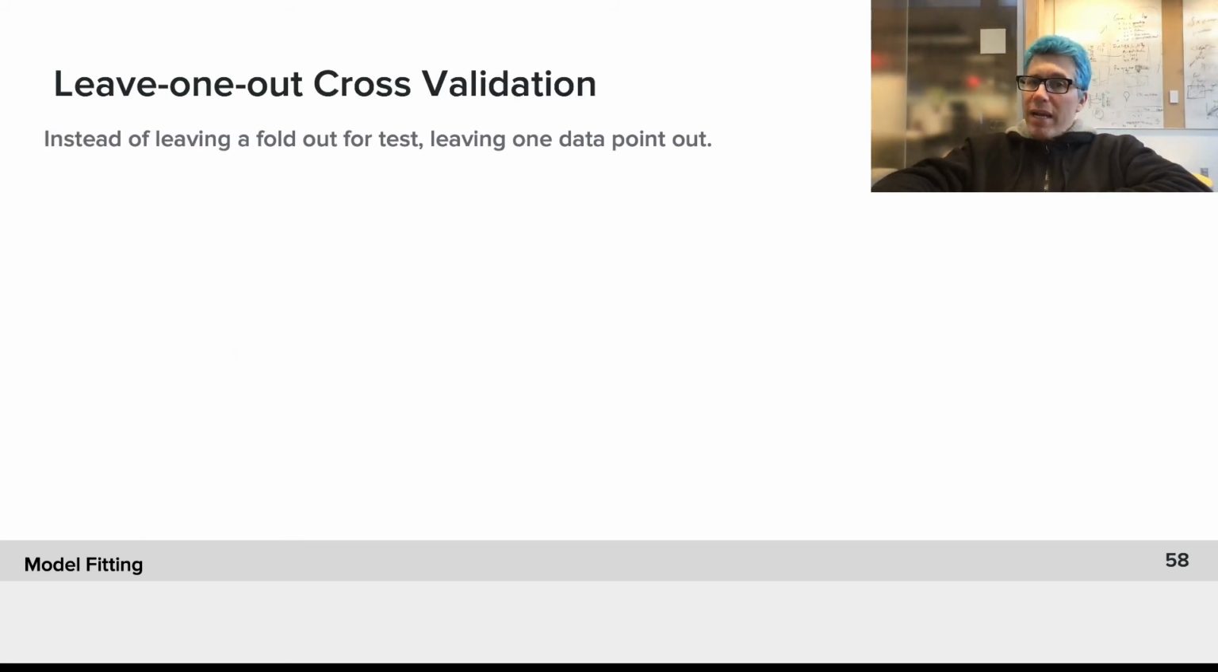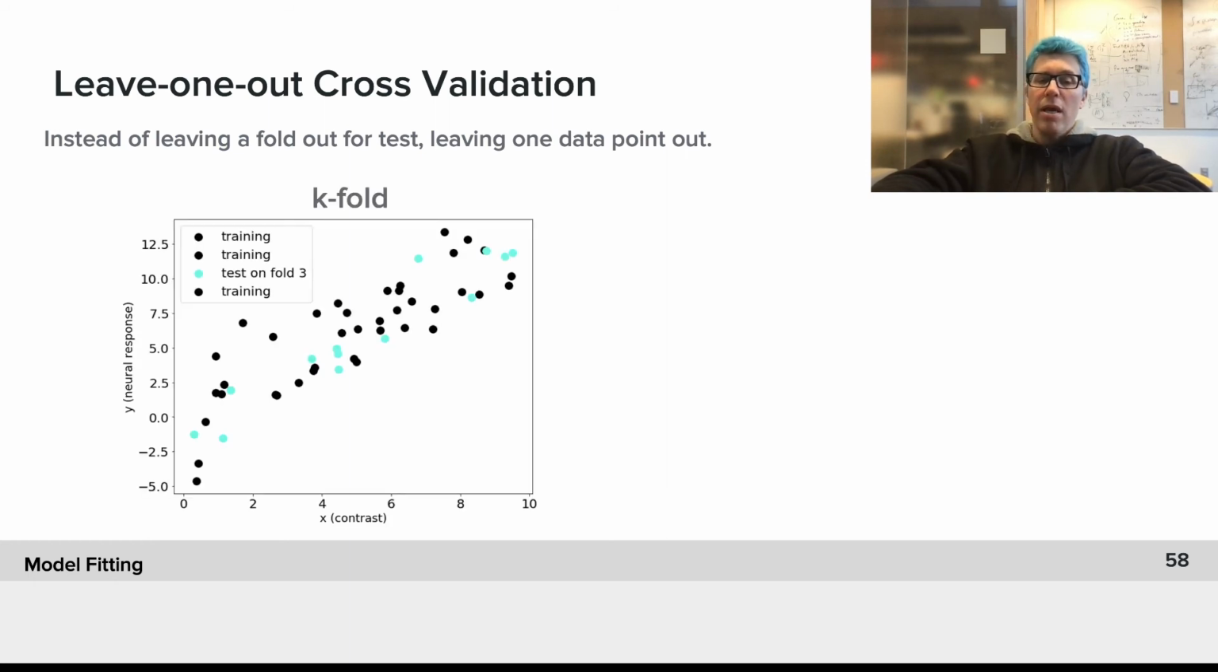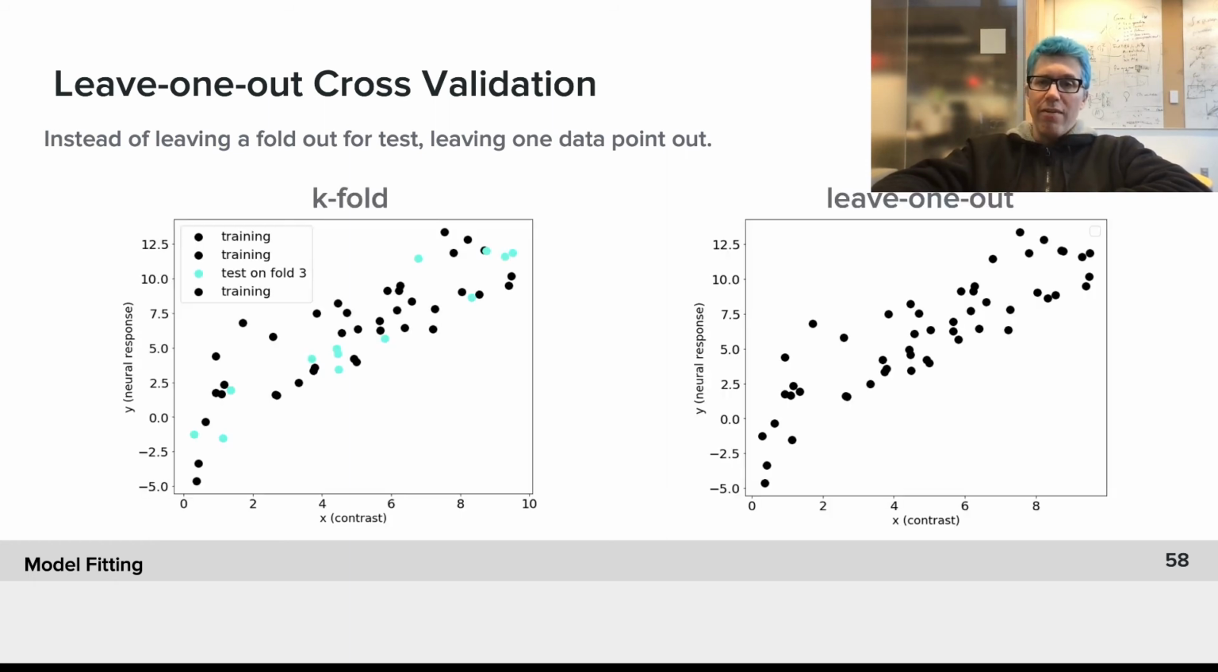And leave one out cross-validation is the extreme case of that. Instead of leaving a fold out for test, we just make it that each fold is really just a single data point. So we predict every data point based on all the others. This is what we had from k-fold. And for leave one out, we really just take a single data point out, in this case, this one. Use all of the others to predict the remaining one.